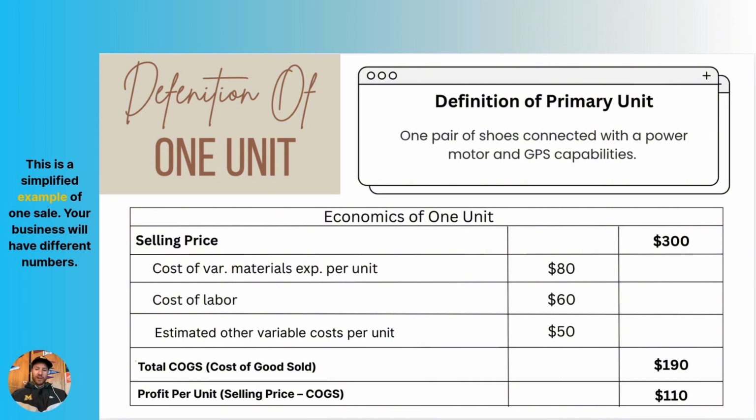So first, we figured out the selling price. If we know we're selling it for $300 and we know how much it costs for the variable materials, as well as the cost of labor and estimated other variable costs, we can figure out the cost of goods sold, the COGS, is $190. We take our $300 selling price minus $190 in cost of goods sold, leaves us with a profit per unit of $110. Now, this is just an example slide. I'll walk you through how to do all of these things.